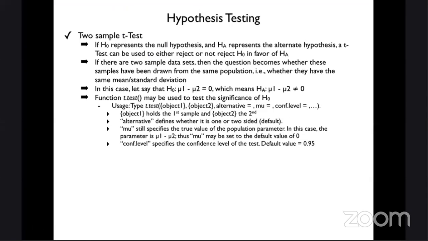So next one, two sample t-test. I have two samples and I want to know whether the two samples came from the same population. For that I can use this two sample t-test. Okay. So H naught represents the null hypothesis and HA represents the alternative hypothesis. A t-test can be used to either reject or not reject H naught in favor of HA. If there are two sample data sets, then the question comes, do they come from the same population? For example, from the same population I have taken a survey, which means that both the means should be the same.